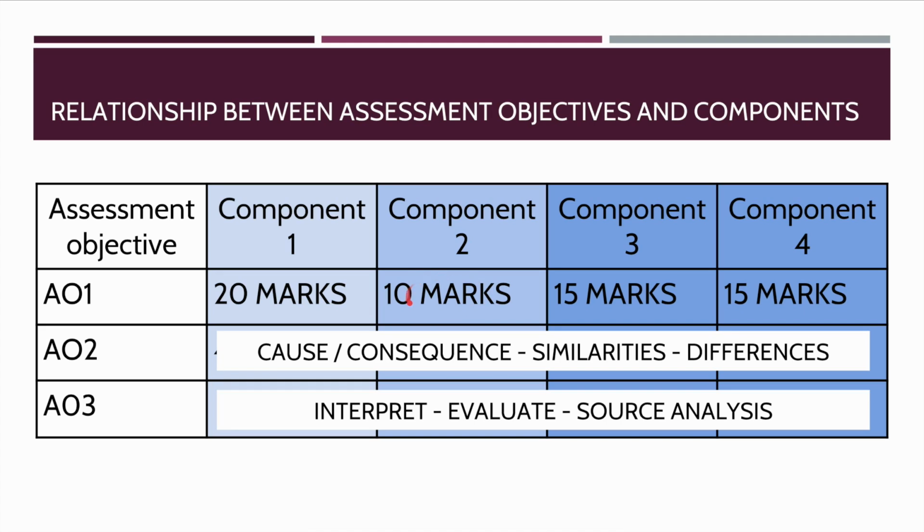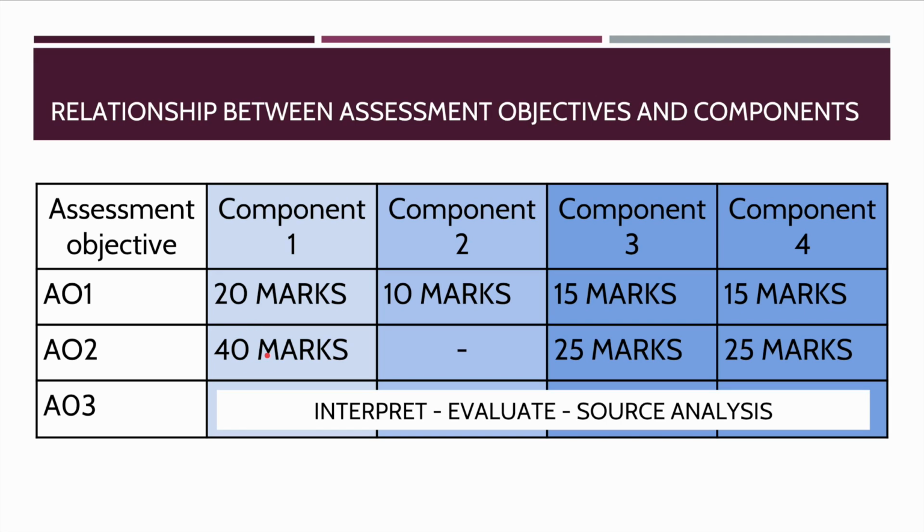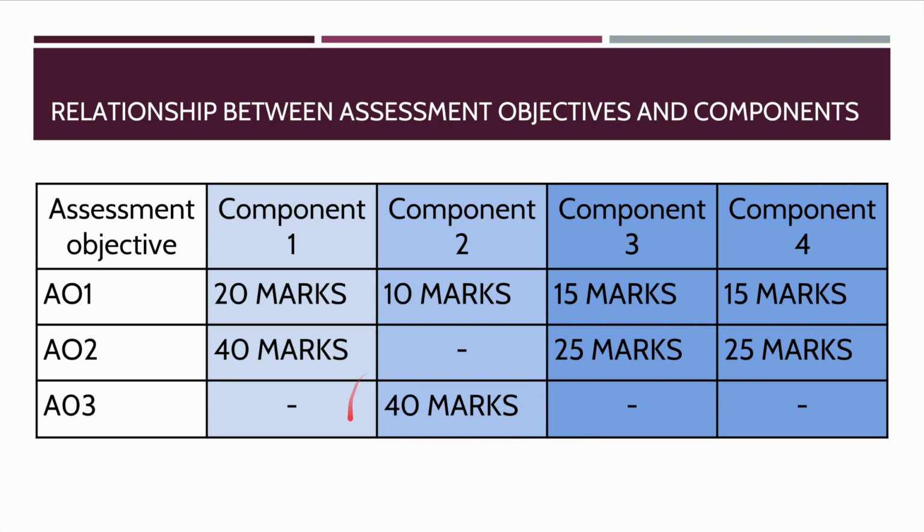However, you might notice that in component number 2, the percentage is much lower. Cause and consequence and similarities and differences make up 40 marks in paper number 1 and no marks in paper number 2, and 25 and 25 for the third and fourth papers. And then finally, our interpret, evaluate, and source analysis. It's no surprise, the main points that you can get are on that paper number 2. So this is the rough breakdown of how you will be assessed by Cambridge.